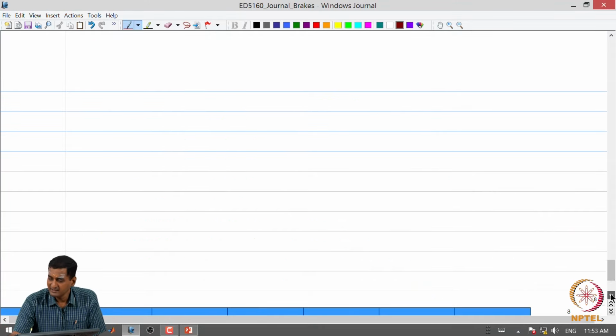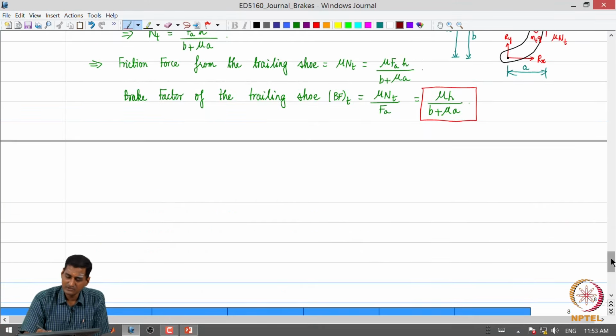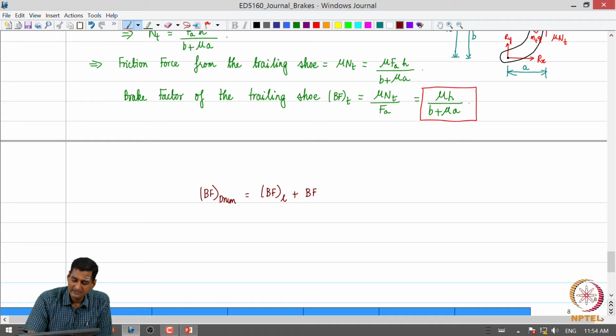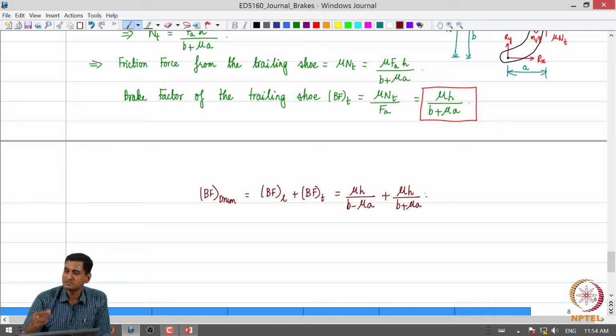Finally, to conclude, the brake factor of the drum brake is going to be equal to the brake factor of the leading shoe plus the brake factor of the trailing shoe, which is going to be mu h divided by b minus mu a, plus mu h divided by b plus mu a. So, this will be the total brake factor of the drum brake.